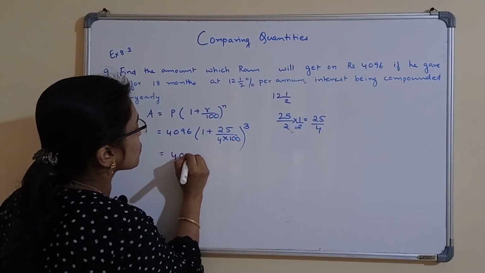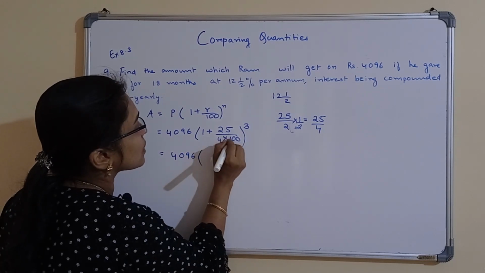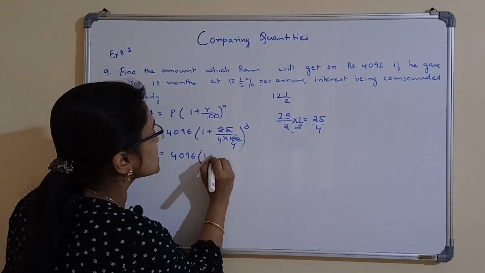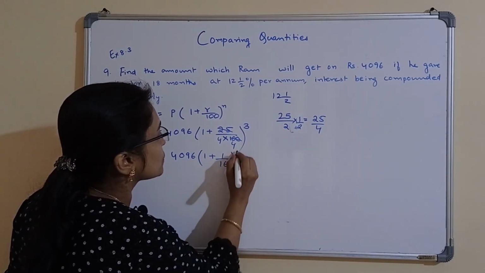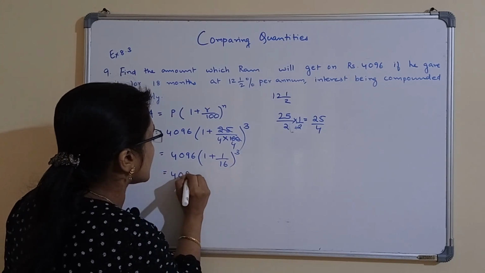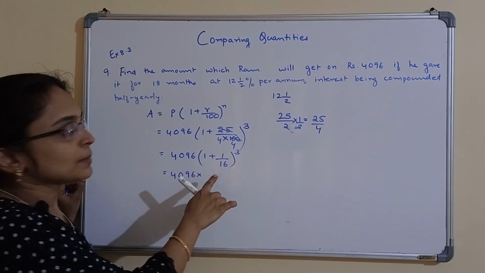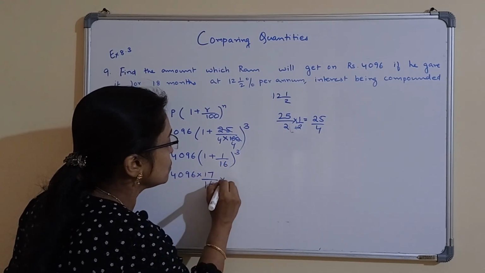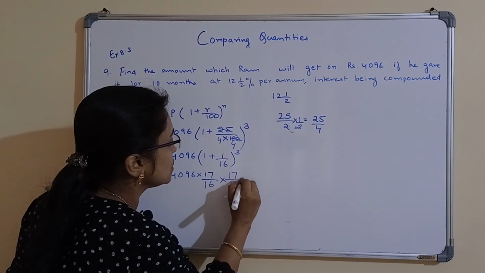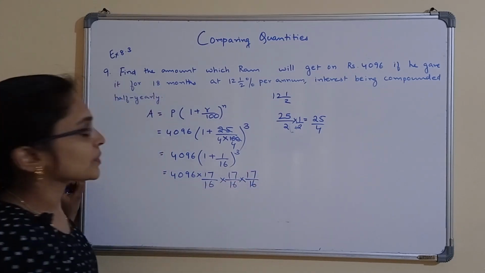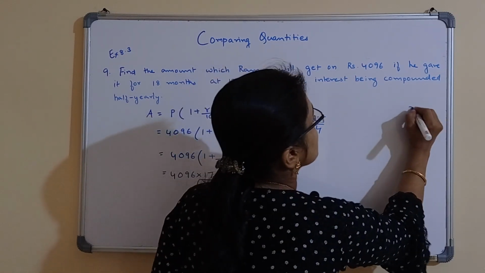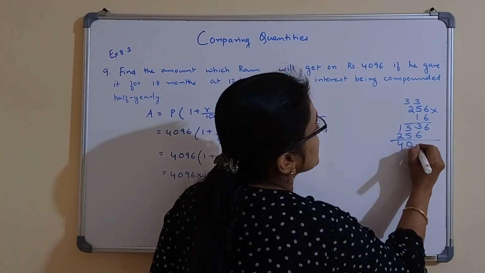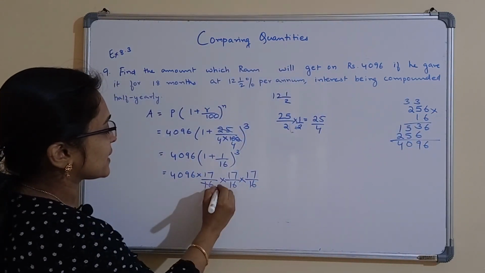And this is equal to 4096 into, 25 will go in 100 4 times. So 1 plus 1 by 16 the whole cube, which is equal to 4096 into 1 plus 1 by 16 is 16 plus 1 by 16, which is 17 by 16 into 17 by 16 into 17 by 16, right? And 16 into 16 is 256 and into 16 is 4096. So this will get cancelled.